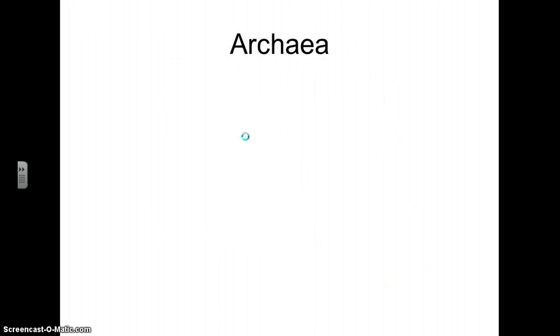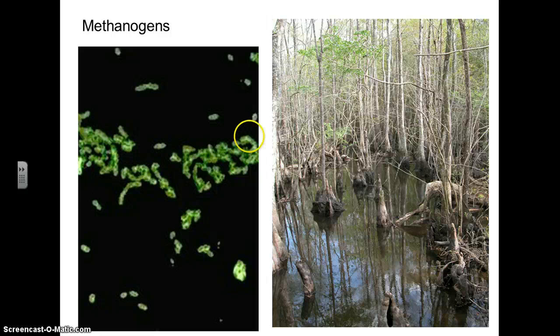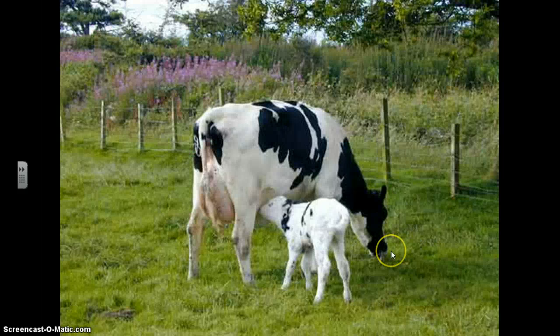Okay, let's focus on the archaea. These interesting ones that are found in unique environments. There's a group known as the methanogens that you often find in the sediments of swamps, and their claim to fame is that one of the waste products they produce is methane gas, CH4. They live in these relatively anoxic or oxygen-free sediments of swamps.